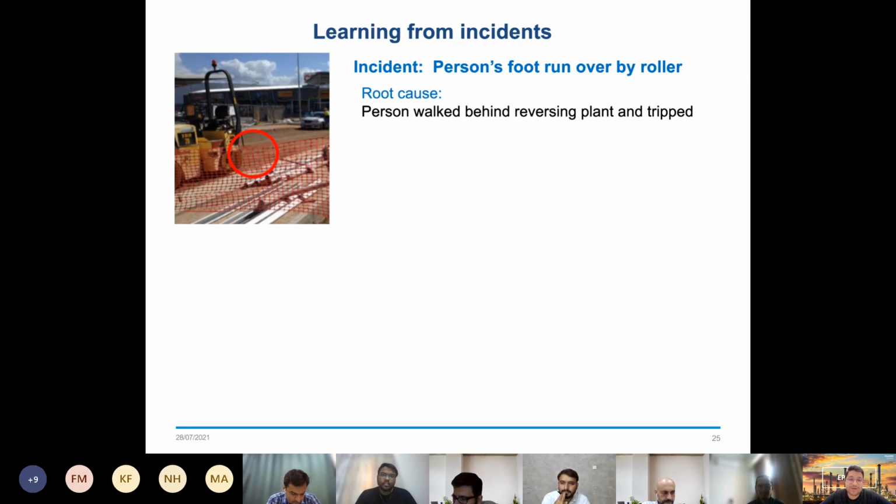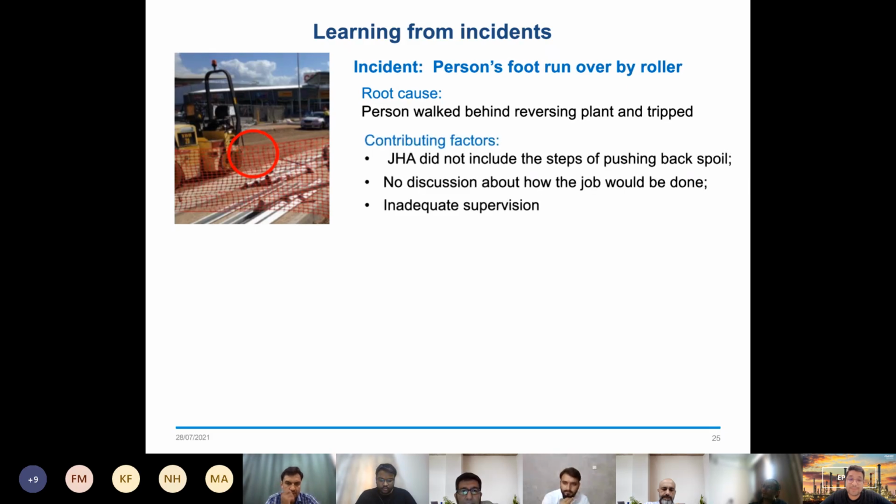you have a delineation of the work areas. You need to have safe walk pathways. You need to cordon off all the storage materials and equipment so that people don't step over them, trip and fall, and so on. These are all trip and fall hazards. If you look at the root cause, the person walked behind a reversing plant and tripped. Why did he trip? It could be because of the materials on the ground.